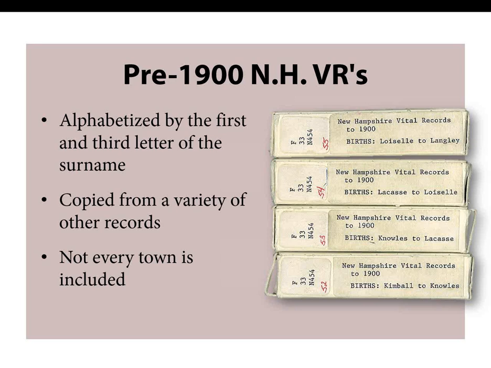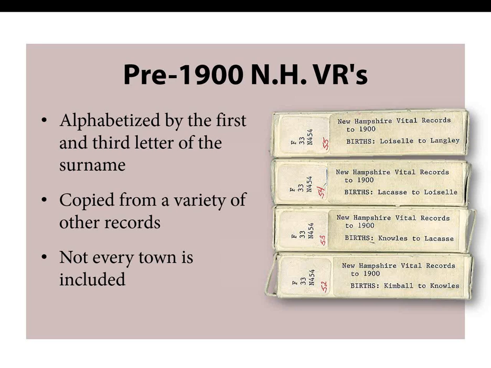I've taken an image of some of the boxes of microfilm, and you can kind of see here the way it's arranged. So 52, 53, 54, and 55, it goes from Kimball to Knowles, Knowles to Lacasse, Lacasse to Loisel, Loisel to Langley. Now, just looking at 55, why would you find Langley after Loisel? It's because of the first and third letter of the name. So L-I and L-N. The previous one L-C to L-I, etc. So it's a little confusing at first, but now that they're online it's easier, but when you use the microfilm, keep that in mind.